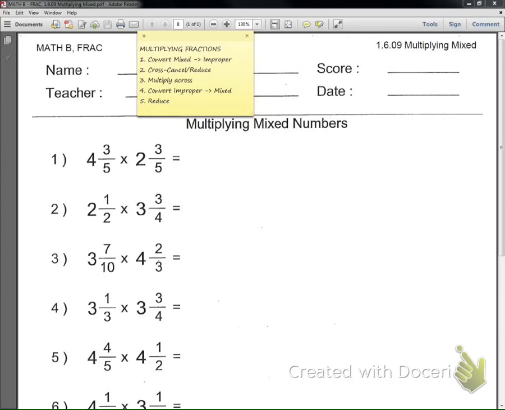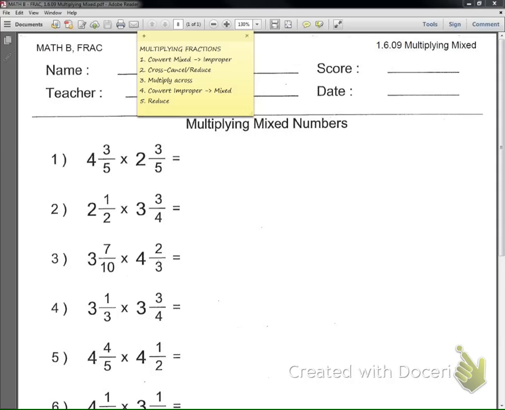This is lesson 1.69, multiplying mixed fractions. In this lesson, you're going to be using that step 1 with the rest of the other steps that we already did in the previous lesson. So you will have to convert any mixed number into improper fractions. So let's go ahead and do that with problem number 1.